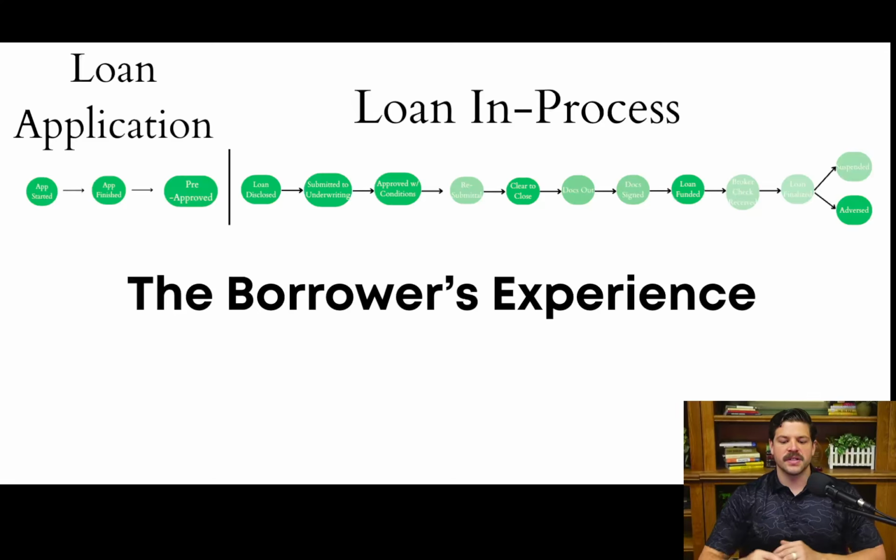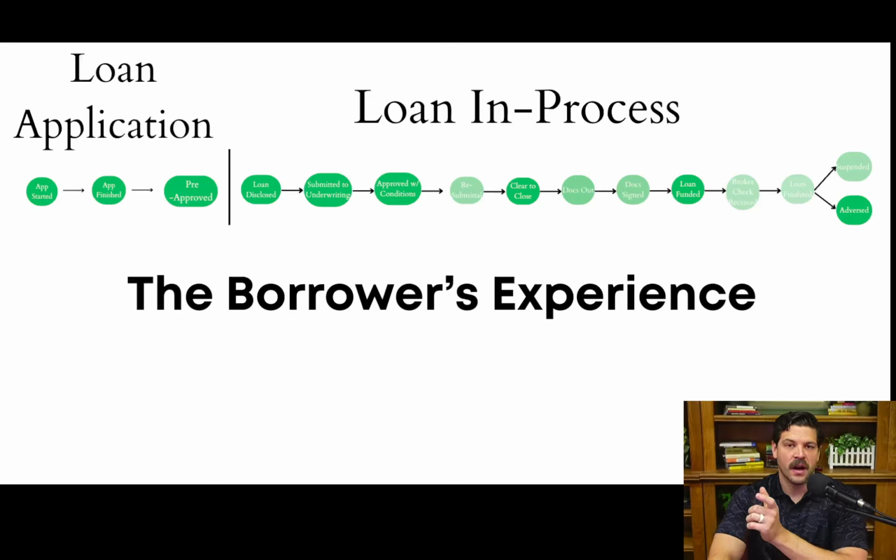I know it's hard to see all this, but there are kind of two processes in Arive. One is collecting the loan application information, and then the other part is the actual loans in process. And this is what the borrower experiences. They'll get emails when the app started, when it's finished, when they're pre-approved or pre-qualified. And then if you have it set up, most likely they're going to get emails: loan disclosed, submitted to underwriting, approved with conditions, all the way through to funded or whatever. There's a lot of emails you can send out, and you can control.